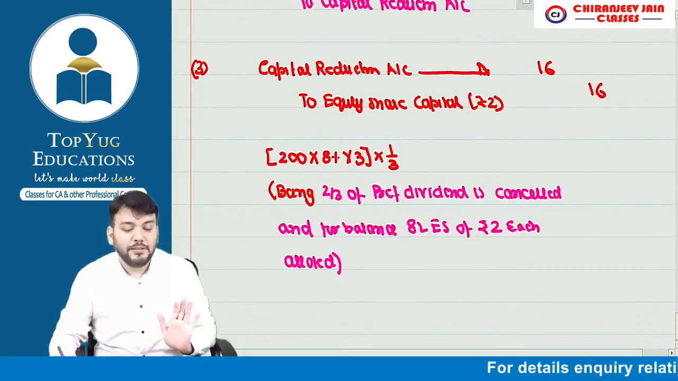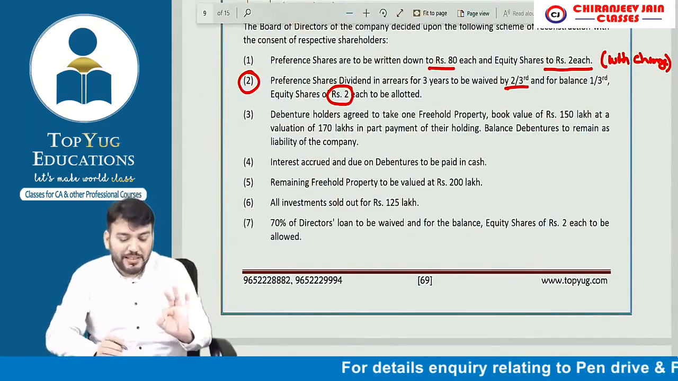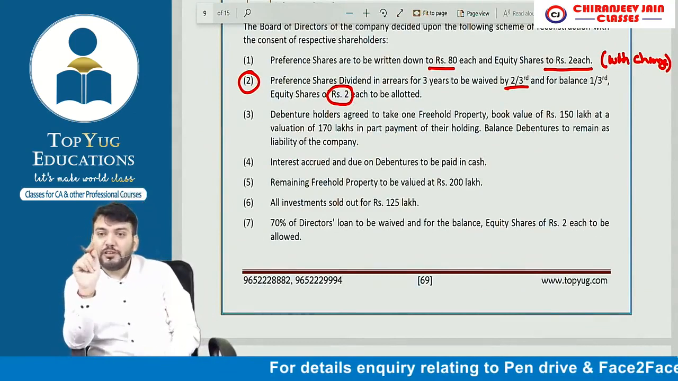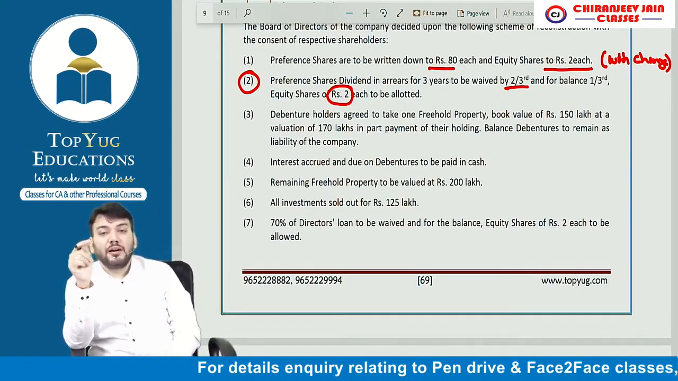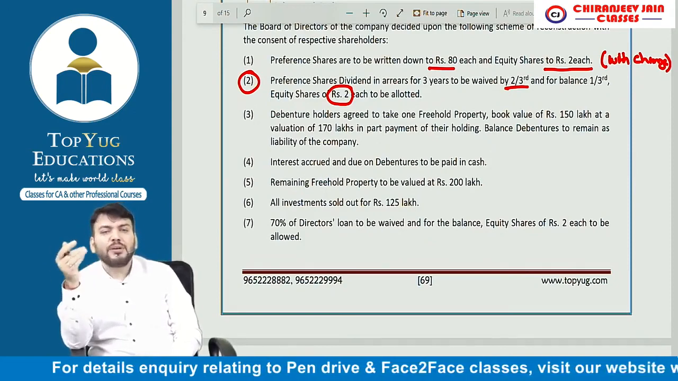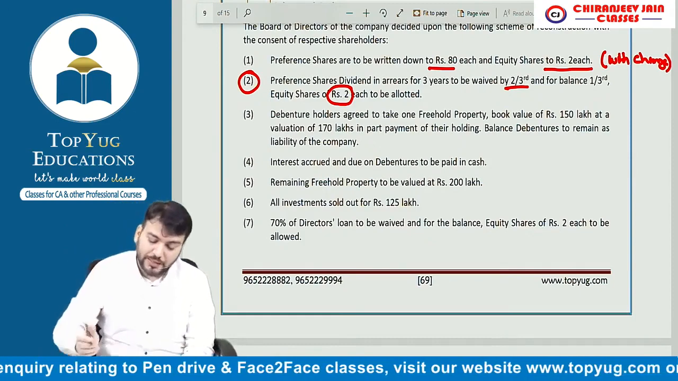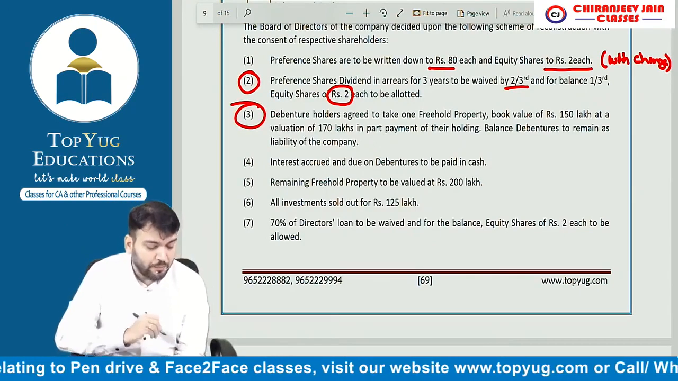Have you understood point number 3? Yes sir. Correct. So normally they give this type of transaction. For cancellation of contingent liability, no journal entry. For settlement of contingent liability, of course we need to pass capital reduction account debit to bank or to whatever equity shares you have allotted. Correct? Yes sir. Let's come to point number 3.